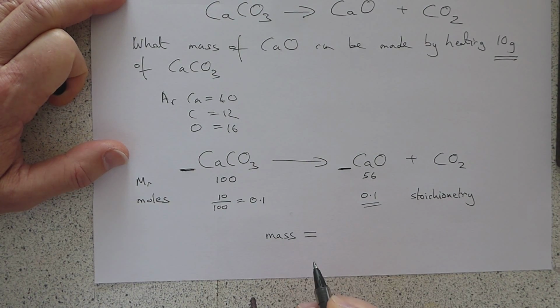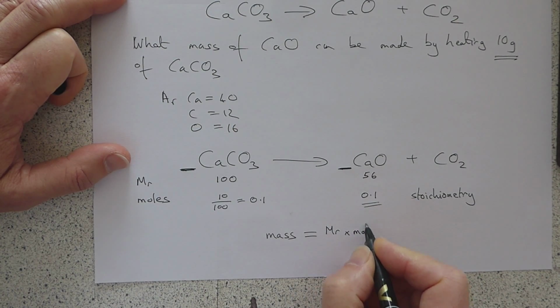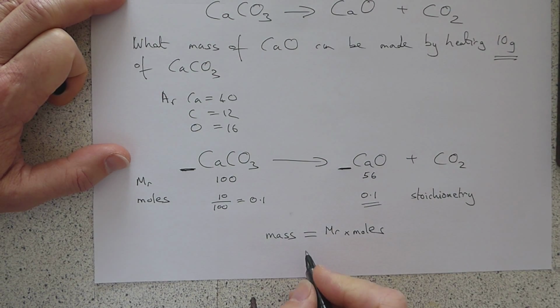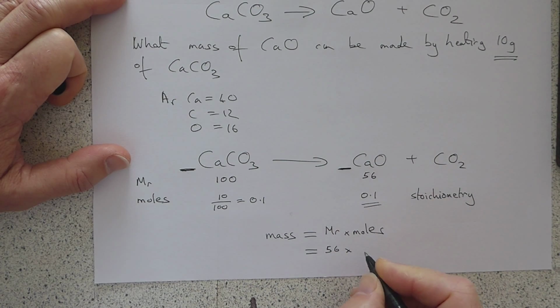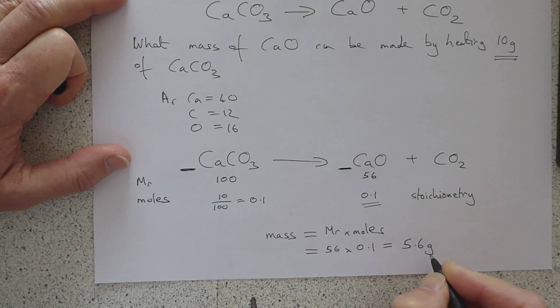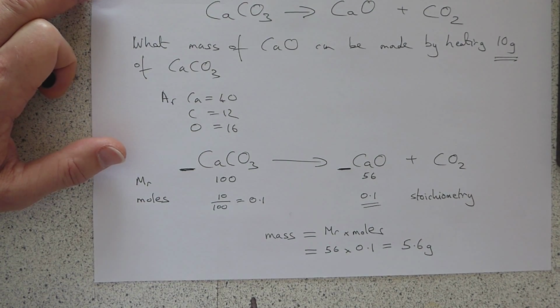Now, we know from our triangle, mass is MR times moles. And we're trying to find the mass of calcium oxide. So I need the MR of calcium oxide, 56, times the number of moles, 0.1. 5.6 grams. And that is the simplest sort of reacting mass calculation.